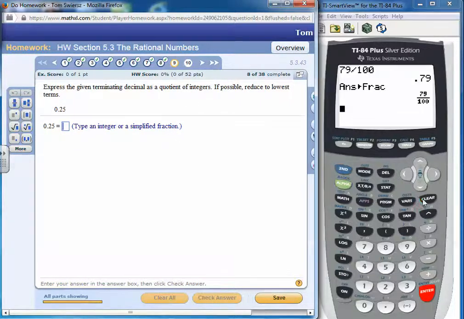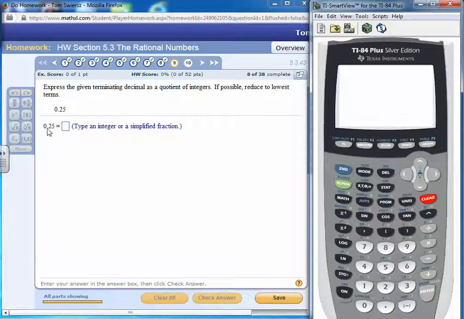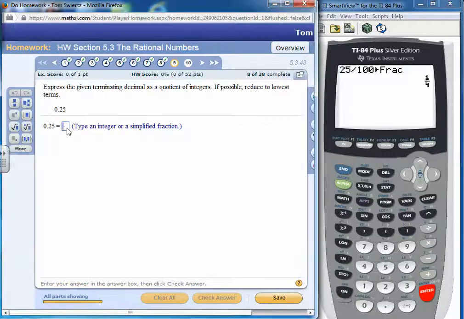Okay, 0.25. Again, it's hundredths, right? So 0.25 is 25 hundredths. As a fraction, you can just do 25 divided by 100, and then reduce to lowest terms, and we get 1/4. So our answer is 1/4.